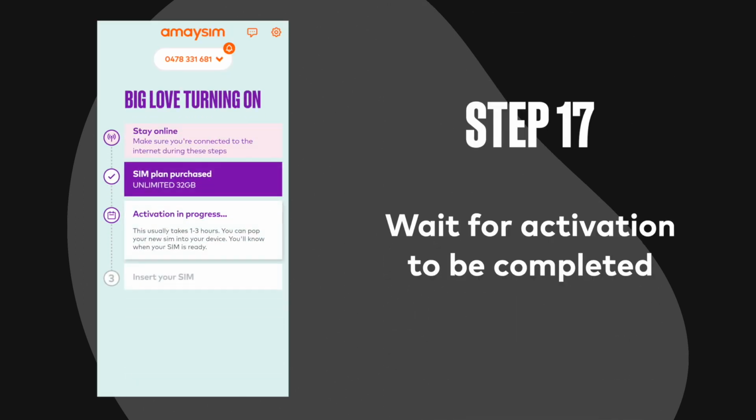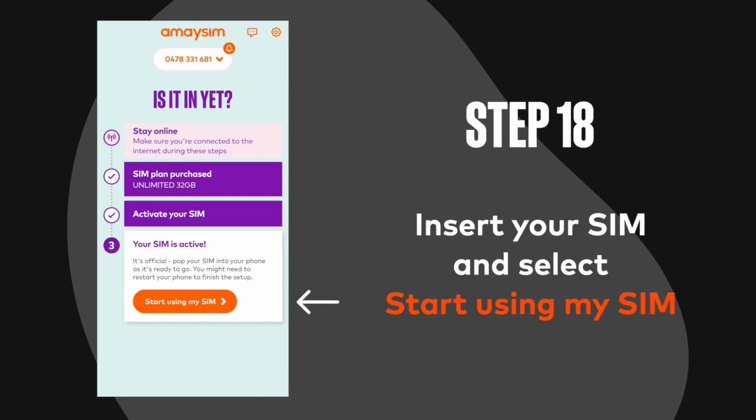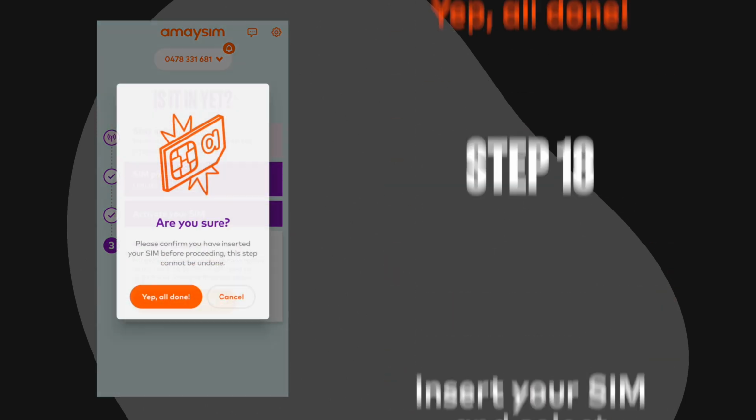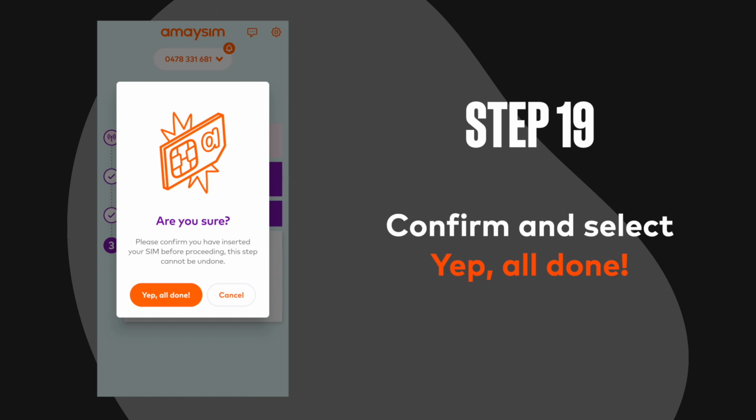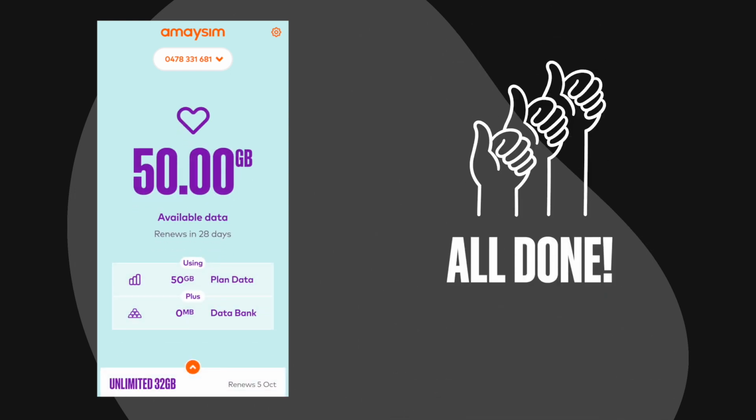Step 17. Wait for activation to be completed. Step 18. Insert your SIM and select Start Using My SIM. Step 19. Confirm and select Yep, all done. And now you are all done.